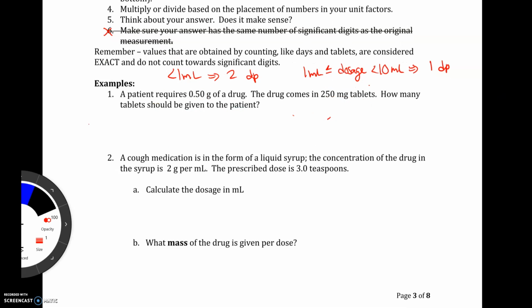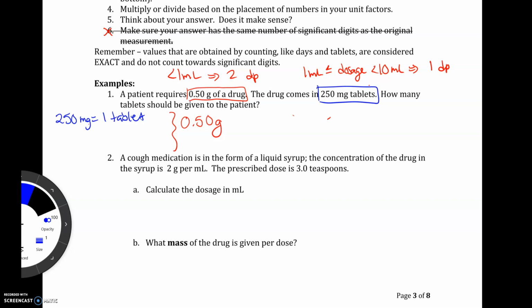Okay, so reading the question, the patient requires 0.50 grams of the drug. The amount prescribed or required by the patient is always what we start with. So I'll write that down to begin with. Okay, the drug comes in 250 milligram tablets. Here, we're given a concentration about the drug. Remember we said before about how concentrations about medications can be used for conversion factors. So this tells me I can convert from milligrams of medication to tablets.